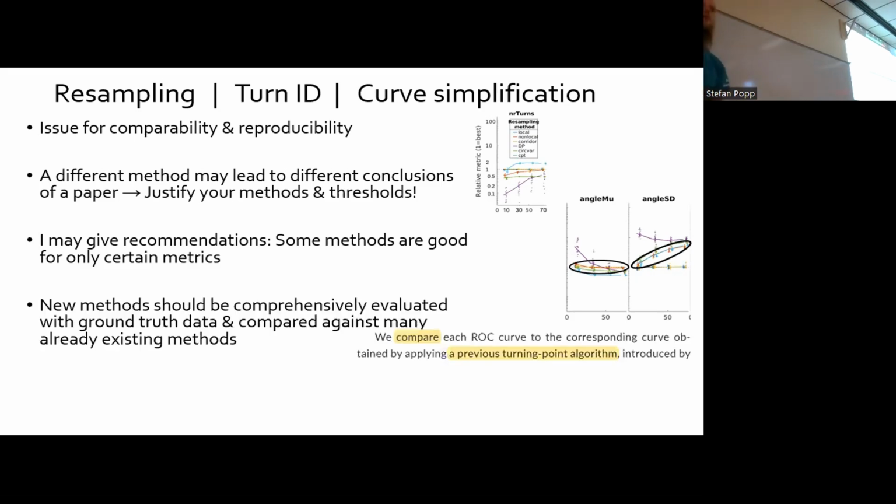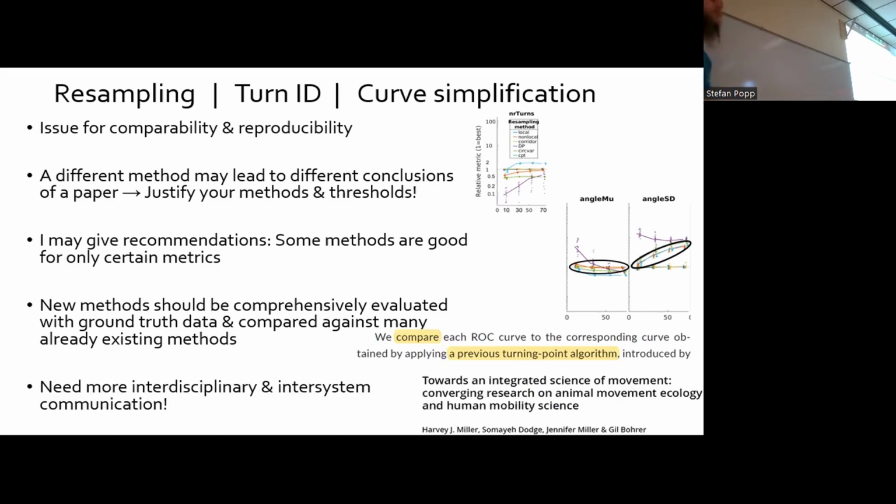And new methods that are being proposed should always be comprehensively evaluated with the ground truth data, as I'm doing here, and compared against many already existing methods and not just one or two that seem convenient to you. And of course, we need a lot more interdisciplinary and inter-system communication, also between different study systems, for example, as this opinion paper in the bottom right suggests.